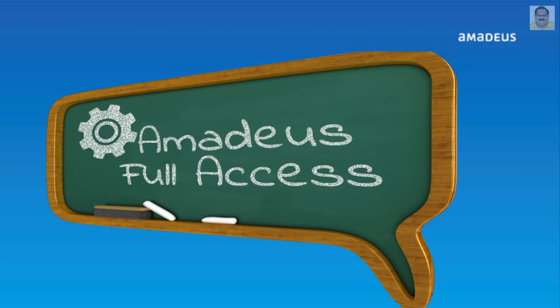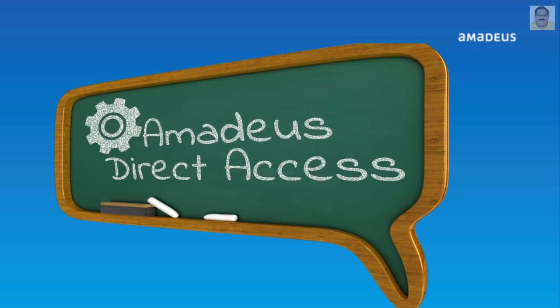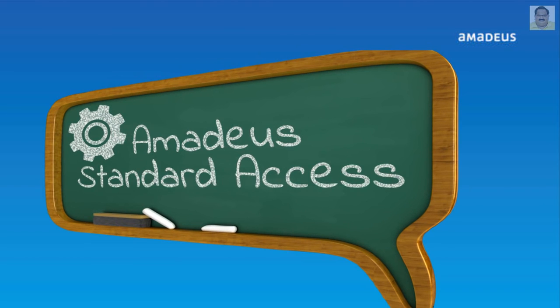Amadeus Full Access, represented with a slash symbol. Direct Access, represented with an asterisk symbol. Standard Access, blank, without any symbol.